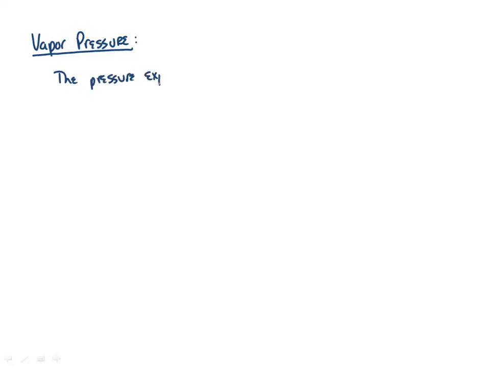And what is pressure again? Yeah, it's the number of particles hitting the surface area. So vapor pressure is the pressure exerted on a liquid by a vapor at equilibrium. Oops. Now I'm having trouble spelling vapor at equilibrium.